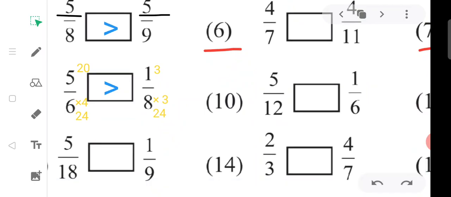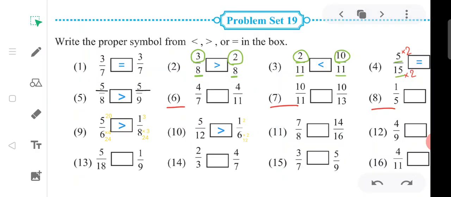Now see the next one. Next one is 5 upon 12 and 1 upon 6. See here, if you observe, 12 is a multiple of 6. Means if you multiply 6 by 2, we get 12. So we need to multiply 1 by 2. So here we get 2 upon 12. So we can say that 5 upon 12 is greater than 2 upon 12. Now come to the next one. See next 11, 12 and 13. You can solve by your own.